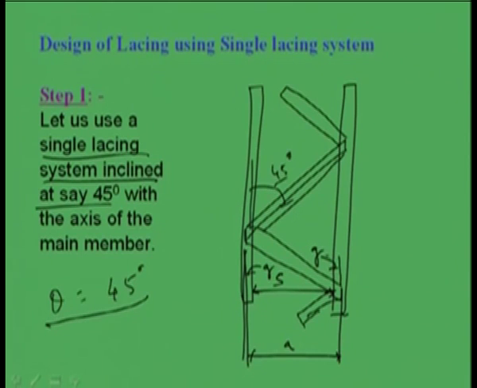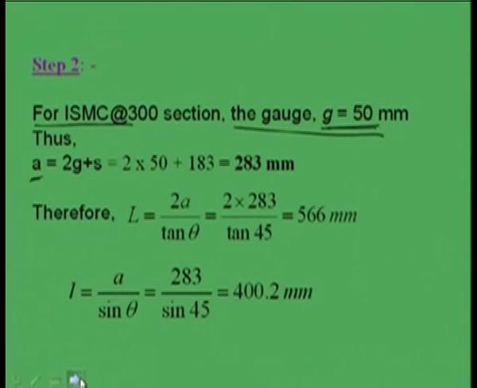So, this A will become S plus 2G, right. So, S plus 2G we are making. So, A we are getting 2 into G is 50 and S was 183 millimeter. So, it is becoming 283 millimeter, right.